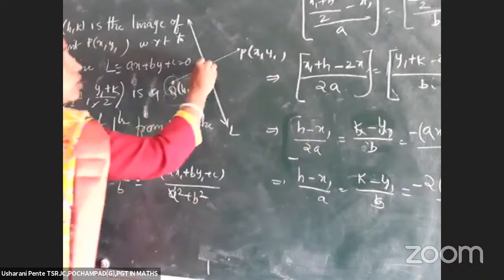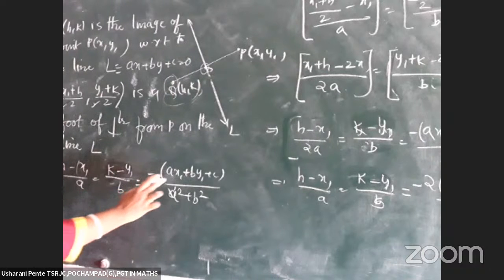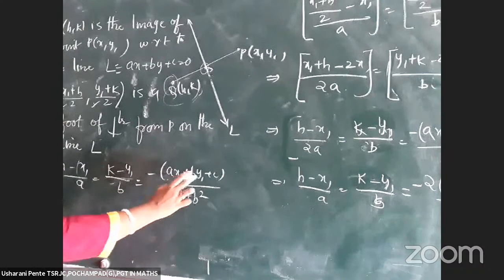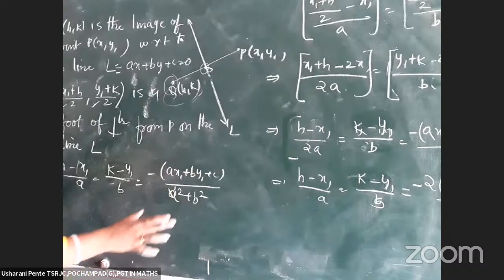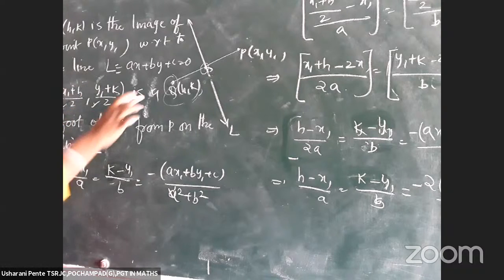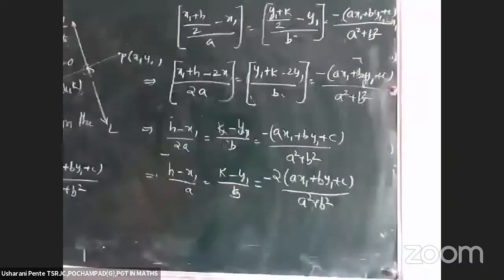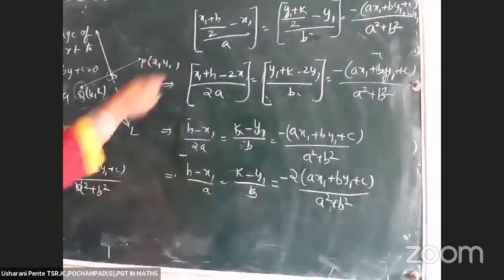So we know that the foot of the perpendicular is given by (h − x1)/a = (k − y1)/b = −(a x1 + b y1 + c)/(a² + b²). So what is h over here? In place of h, what I have is (x1 + h)/2. In place of k, what I have is (y1 + k)/2. So we are substituting those two points.